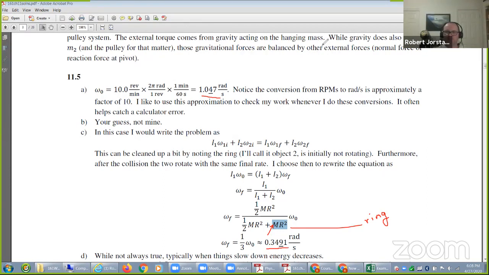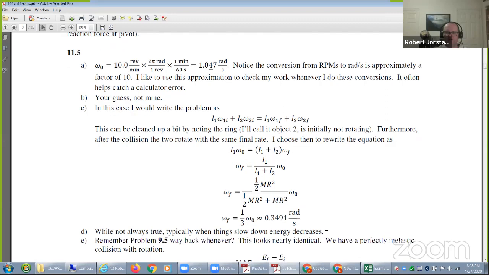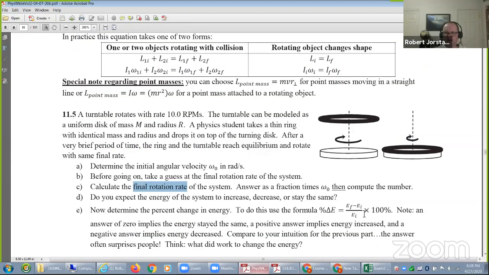All right. So, and then while not always true, when things slow down, usually energy decreases. That's not always true, but that's true in this case. All right. And so if you wanted to get the change in energy, we could get the final minus initial over the initial. And let's check this out.